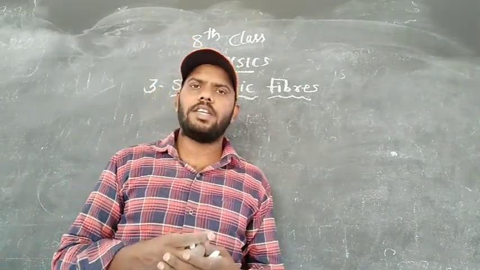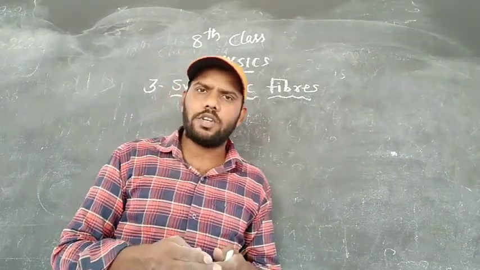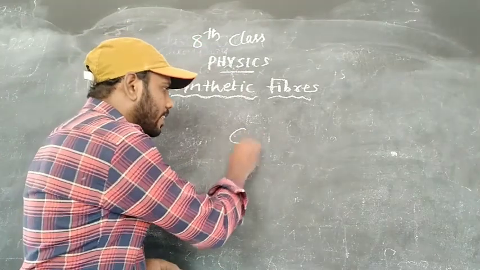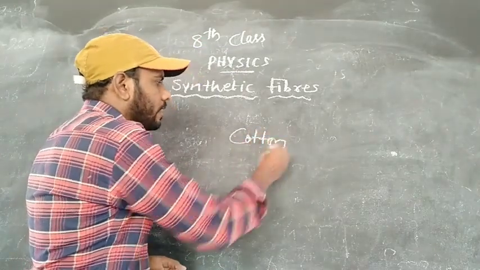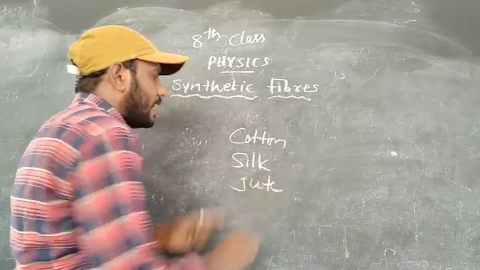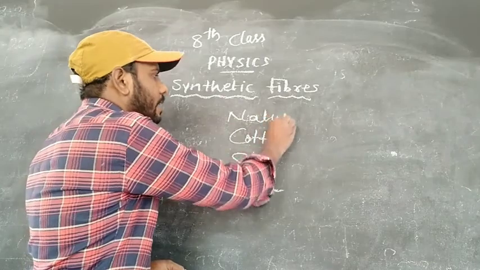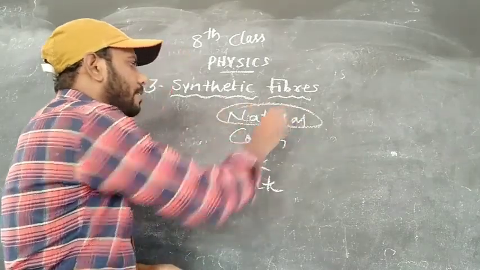Okay, another one is jute. Jute is taken from the jute plant. The jute plant is also natural, so it is a natural fiber. So what have we understood? One is cotton, another one is silk, next one is jute. These are the examples of natural fibers. These are the things, natural fibers.